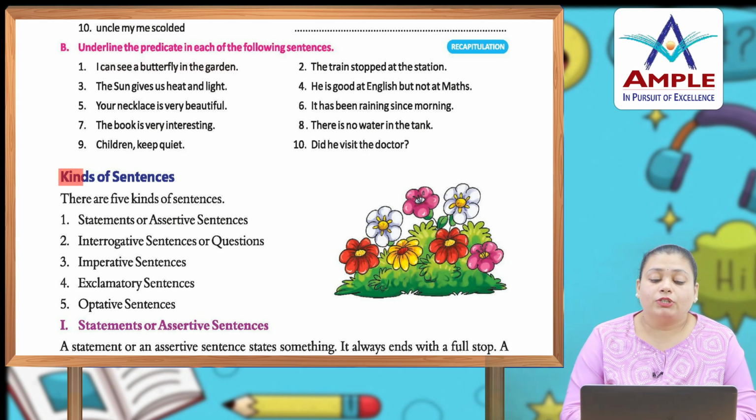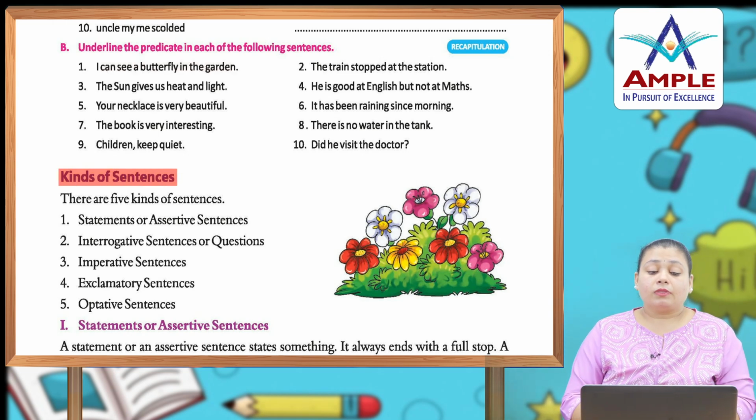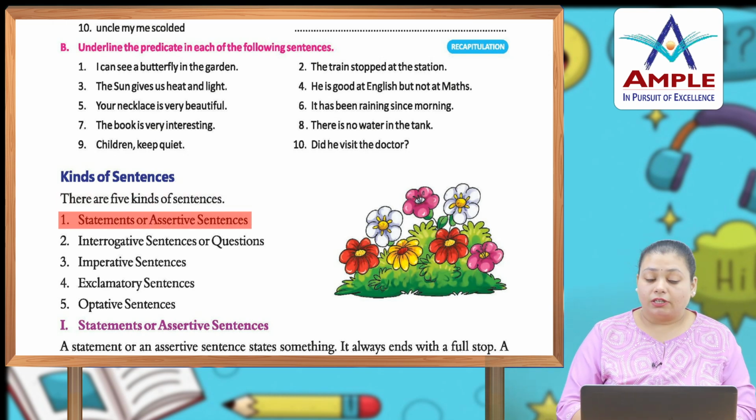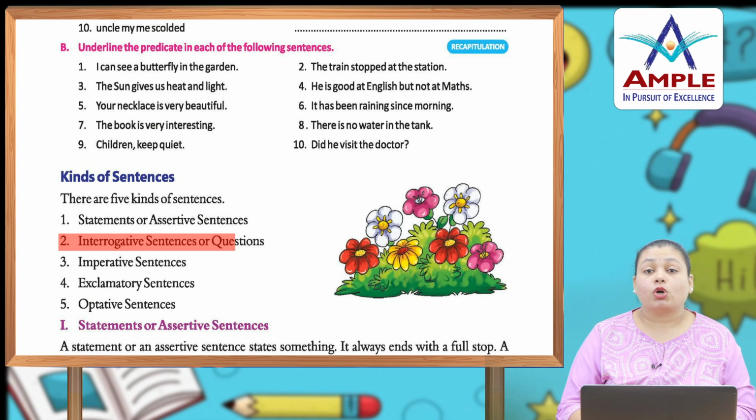Just like that, read the rest of the sentences, find out the predicate part and underline it. Now moving to the next topic, kinds of sentences. There are 5 kinds of sentences. Number 1 is the statement or assertive sentence. Number 2 is the interrogative sentence or question sentence. Number 3 is imperative.